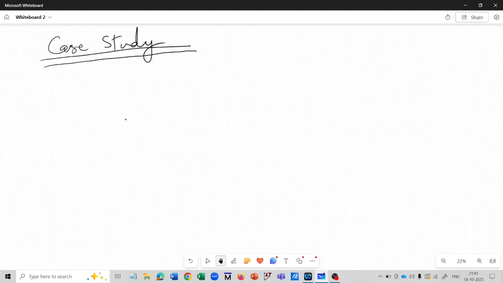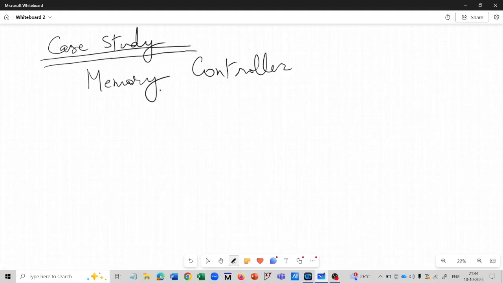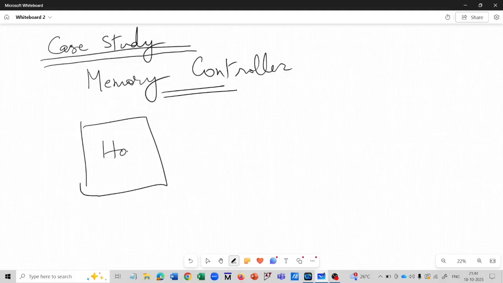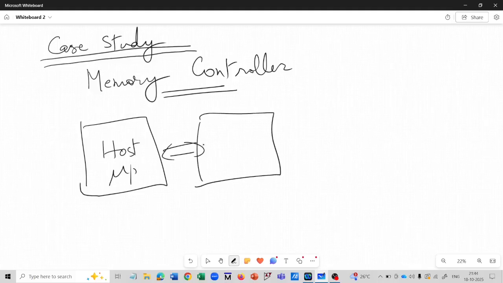So first, let us describe the case study that we are going to use as an illustration for the memory controller design. As part of this case study, we are going to take up the design of a memory controller. So what exactly is a memory controller? The memory controller acts as a bridge between a host processor and a memory system.